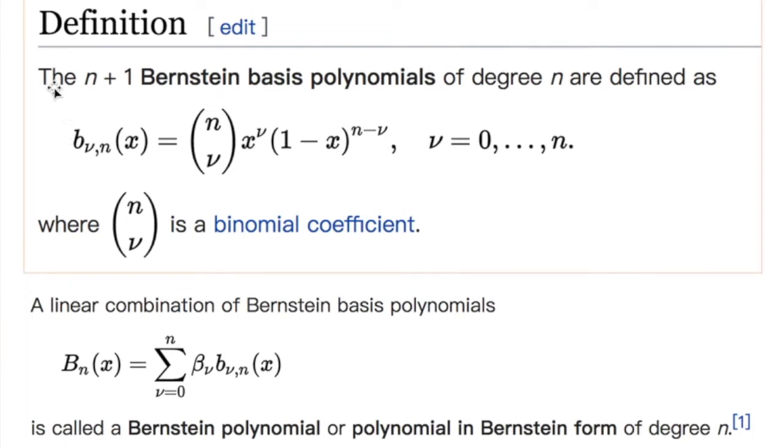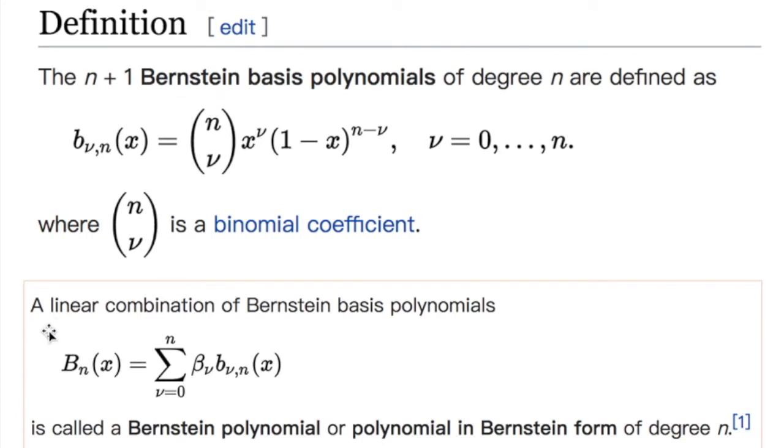Well, the n plus 1 Bernstein basis polynomials of degree n are defined as b_{v,n}(x) equal to n choose v times x to the power v times (1 minus x) to the power n minus v, where v runs from 0 to n. And a linear combination of the Bernstein basis polynomials b_{v,n}(x) is called a Bernstein polynomial, or a polynomial in Bernstein form of degree n.